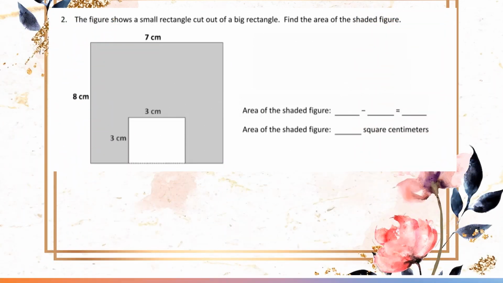Let's look at number 2. Number 2 says the figure shows a small rectangle cut out of a big rectangle. Find the area of the shaded figure. Okay, so the big rectangle is gray, right?